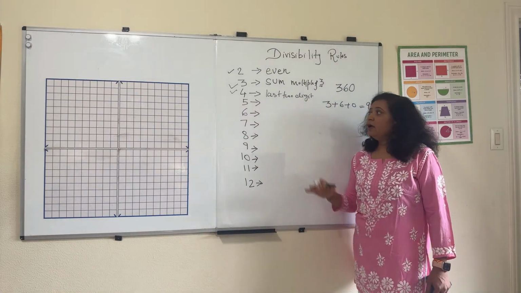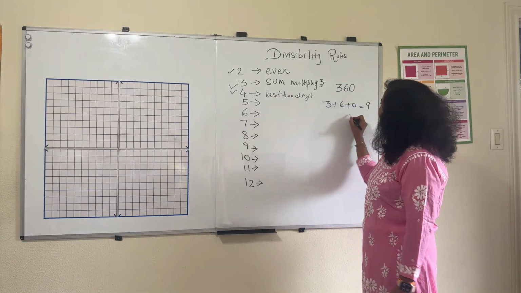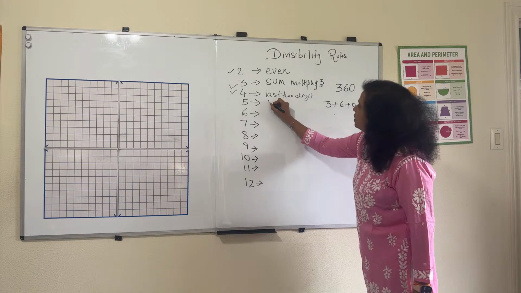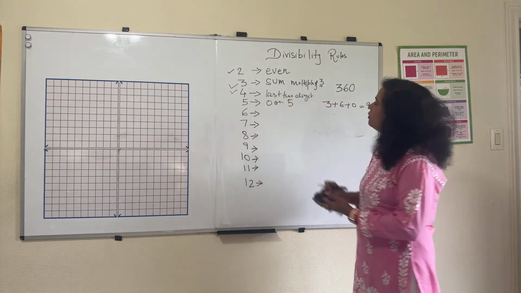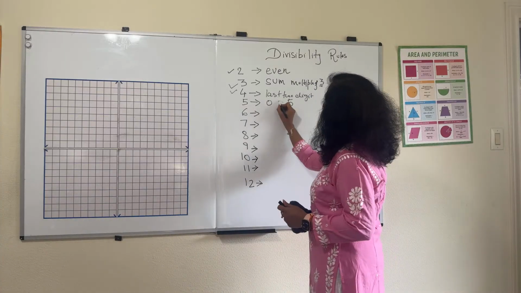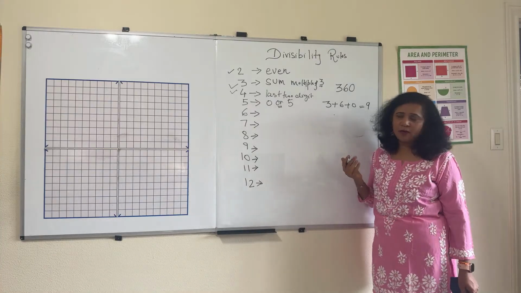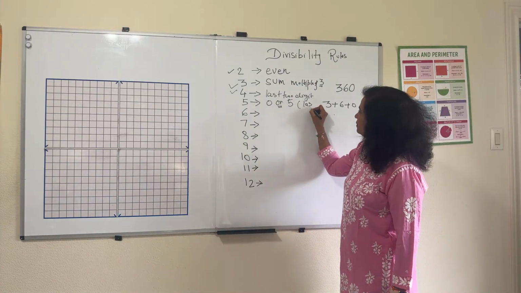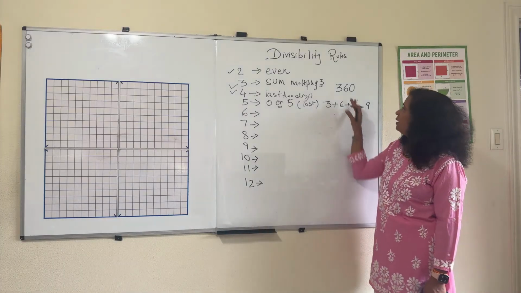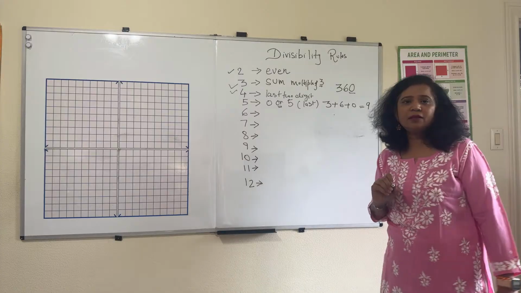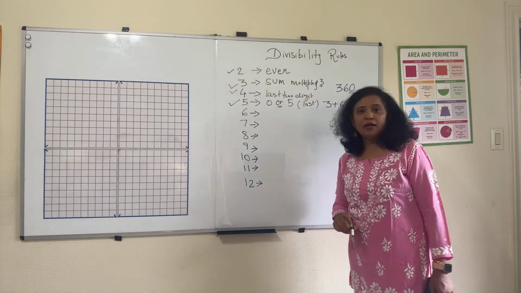Okay. Now, what is the divisibility rule for 5? You have to check the last digit. It has to be 0 or 5. If the last digit is 0 or 5, it is divisible by 5. So here 360, what is your last digit at the ones place? 0. So this number is divisible by 5.